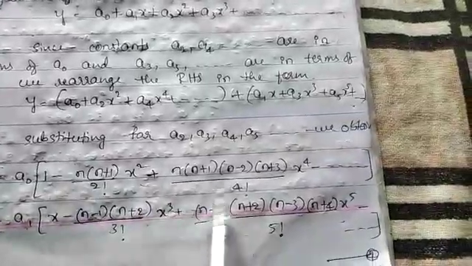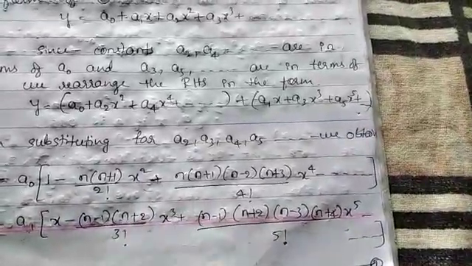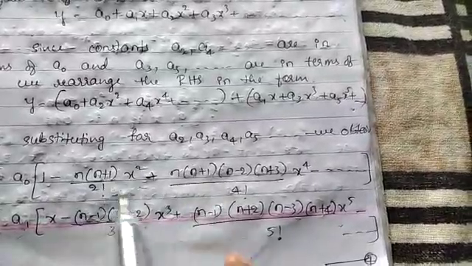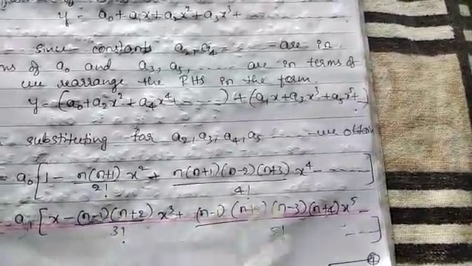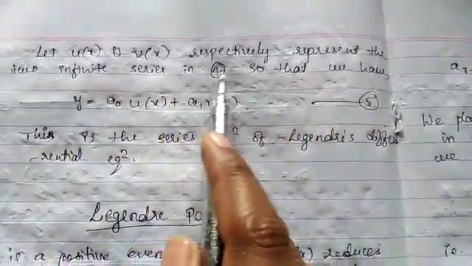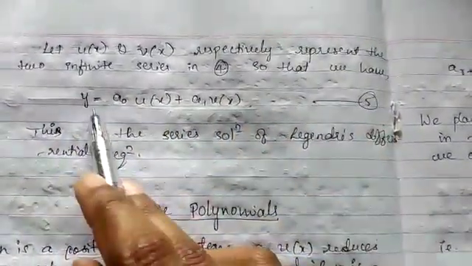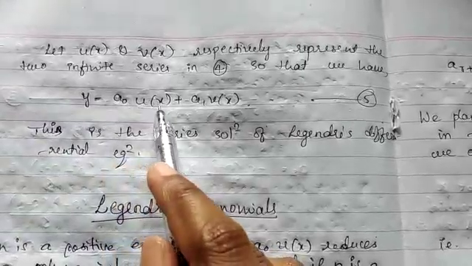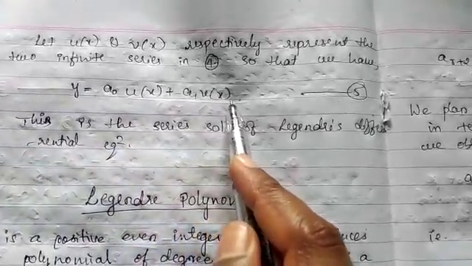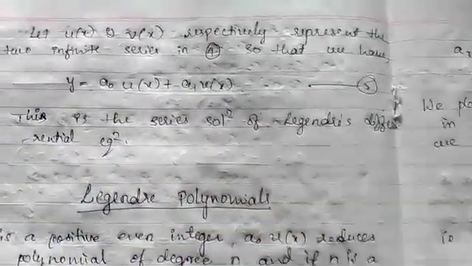Write this as u of x and this as v of x. Let u of x and v of x respectively represent the two infinite series in equation number 4, so that we have y equal to a0 u of x plus a1 v of x. This is the series solution of the Legendre differential equation.